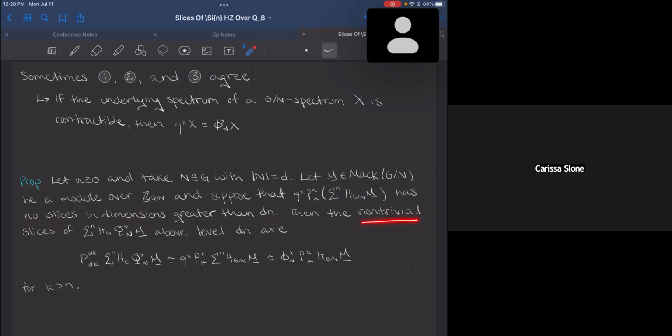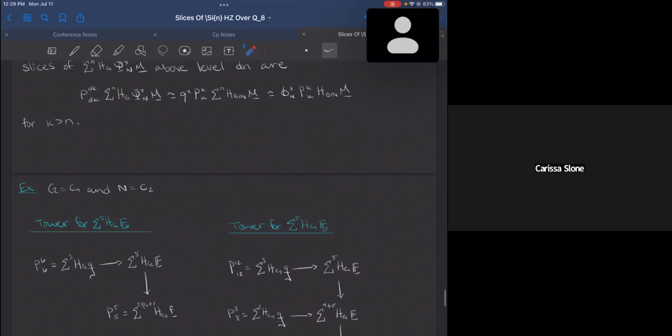Well, then the non-trivial slices of the n-fold suspension of HG psi star N of M above level Dn, well, the dk slices of this spectrum are going to be equivalent to the Q star pullback of the k slices of our original spectrum. And that's also going to be equivalent to the phi star pullback of the k slices of our original spectrum for k strictly bigger than n.